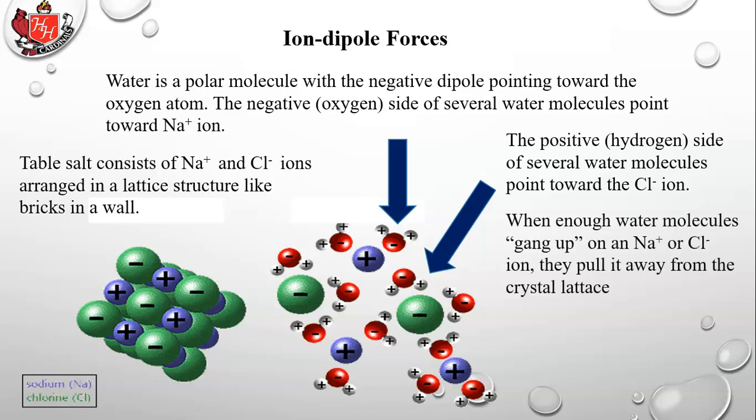When enough water molecules gang up on an Na or a Cl ion, they pull it away from the crystal lattice. Both of these effects are called ion dipole forces. So the ions are the sodium and the chloride ions, and the dipoles are the water molecules. They're polar, they have a positive end and a negative end.